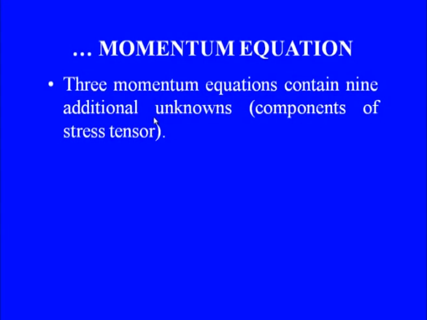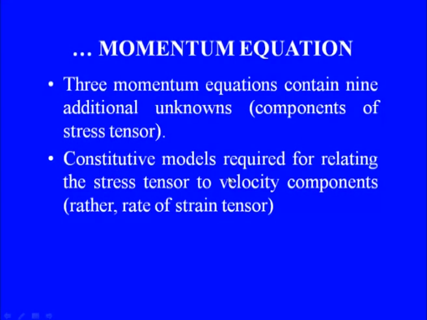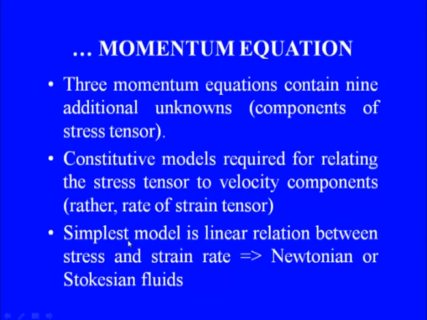and they must be somehow related to the velocity field, and for that we need what we call constitutive models, which are required for relating the stress tensor to the velocity components. Rather, we would relate the stress tensor to the rate of strain tensor. And this aspect we would look at in next lecture when we derive Navier-Stokes equation, and that equation is obtained by using a simplest model, which is a linear relationship between the stress and strain rate, which is applicable to what we call Newtonian or Stokesian fluids. Why these two terms are used, that we will have a look at when we come to the next lecture.